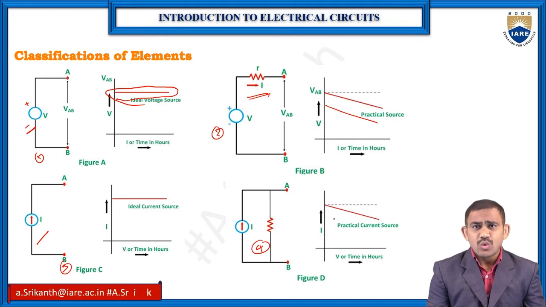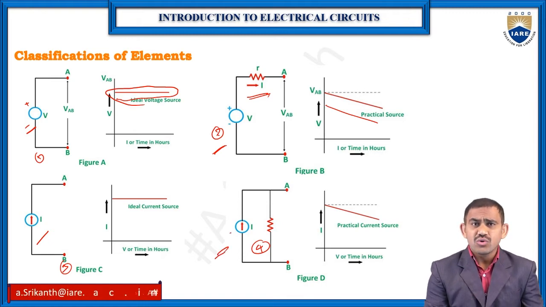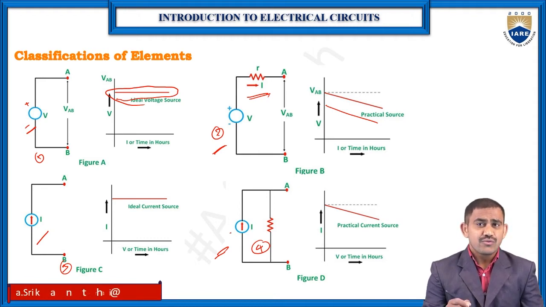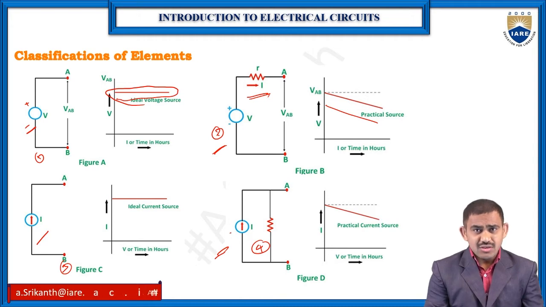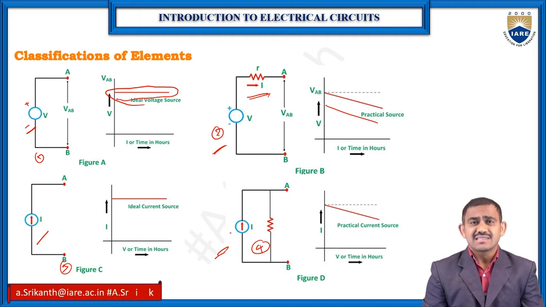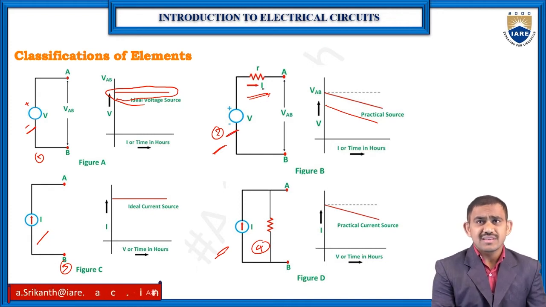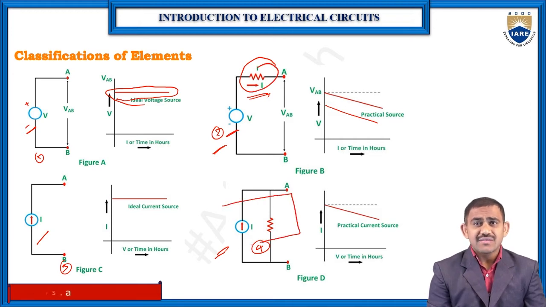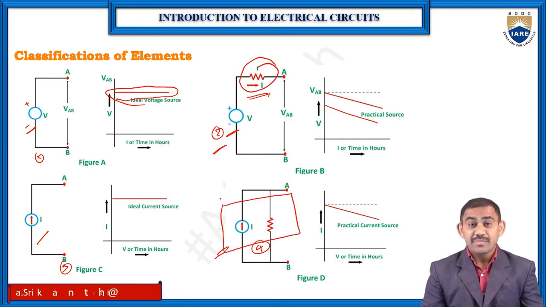Just observe 2 and 3. So 2 and 4, observe 2 and 4 figures. In figure 2, voltage source in series with internal resistance. And coming to the fourth figure, current source in parallel with internal resistance. Okay, so the first one is voltage source in series with internal resistance, but the other is current source in parallel with internal resistance. So there is a main difference.